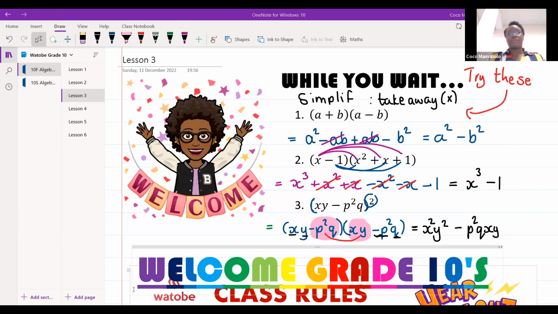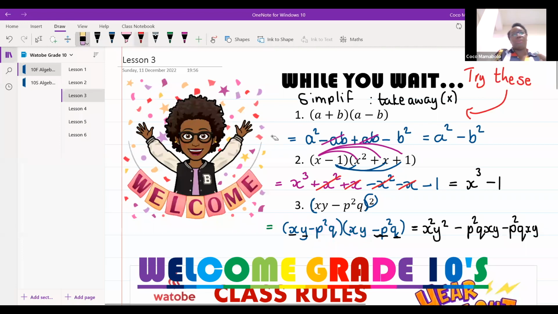They don't look the same. They don't look the same at all. So all I'm going to do is just write them next to each other. So I'm going to go negative p squared q xy. That's it. Okay, because they don't look the same at all, I'm going to leave them exactly the way it is. So that was the third one.